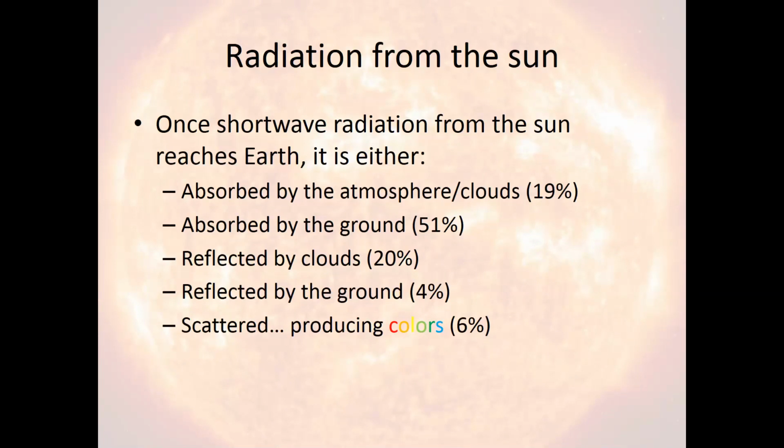And this produces colors. So if you've ever wondered why the sky is blue, it's because molecules in the atmosphere scatter blue light very well. Hence, that's why the sky is blue. If you've ever wondered why clouds are white, they scatter all wavelengths pretty evenly. So clouds are nice and white.